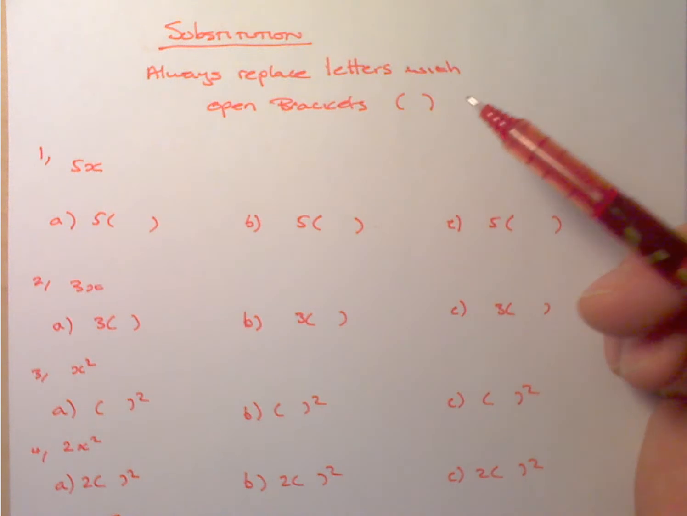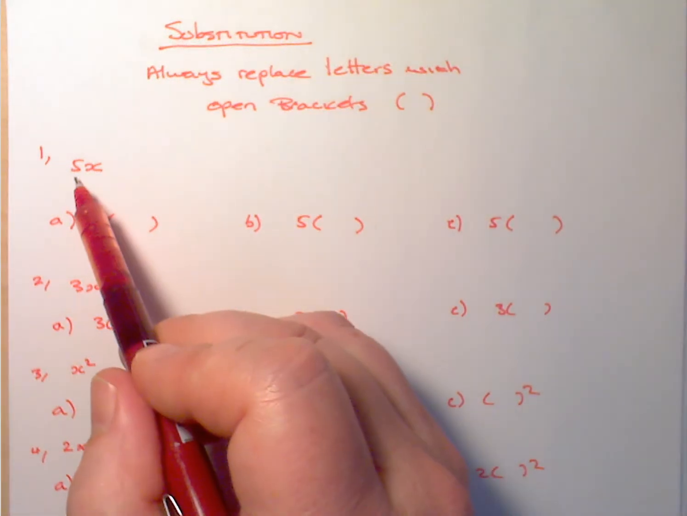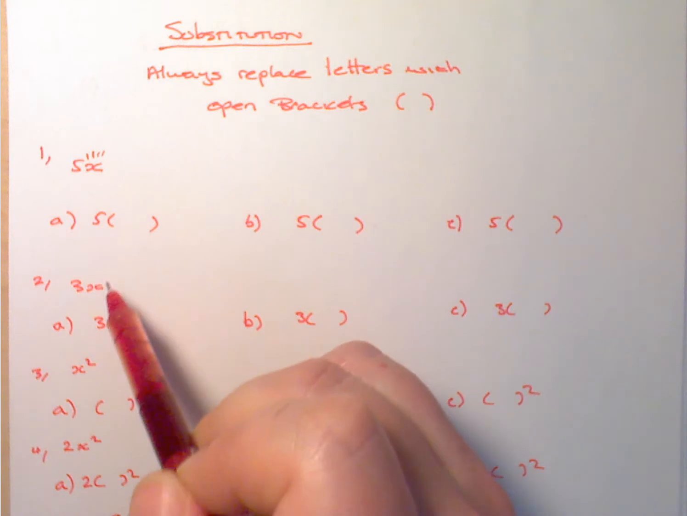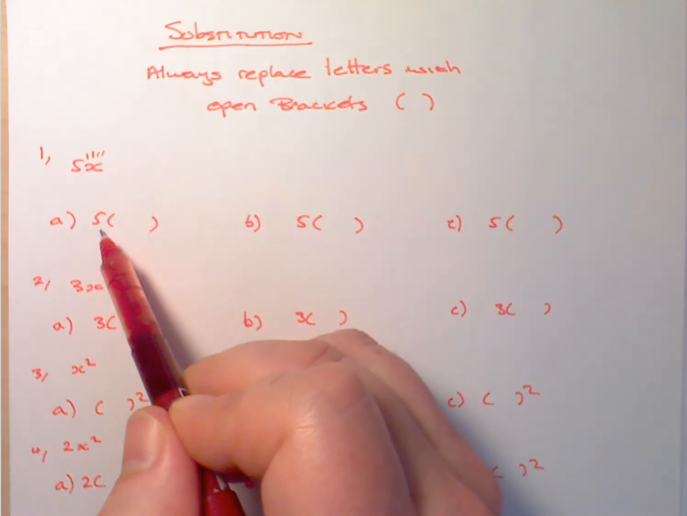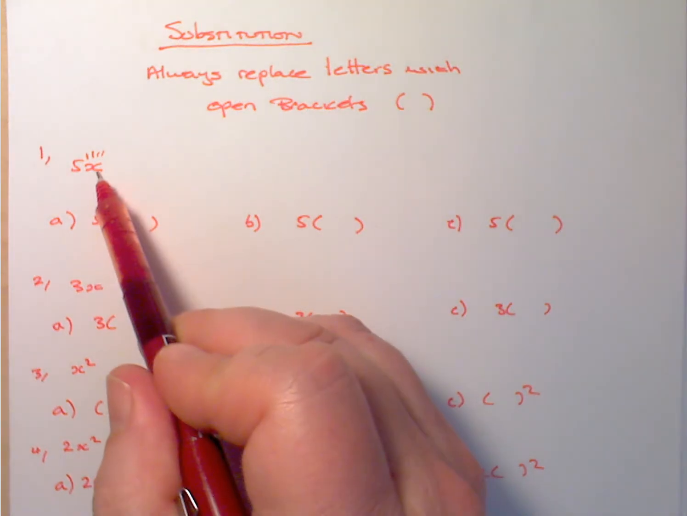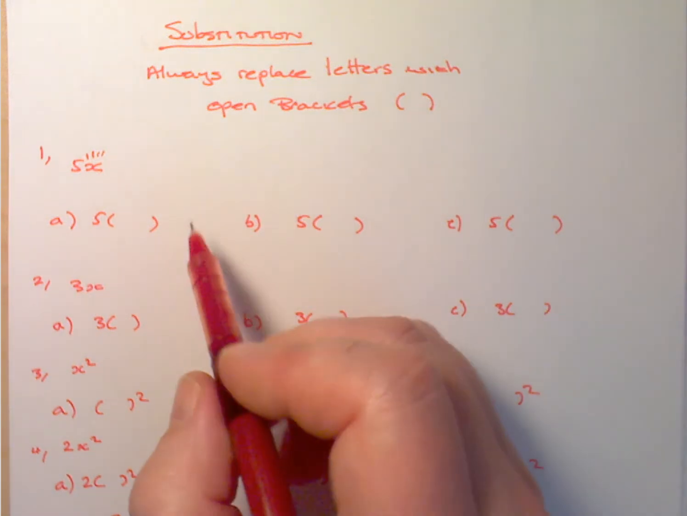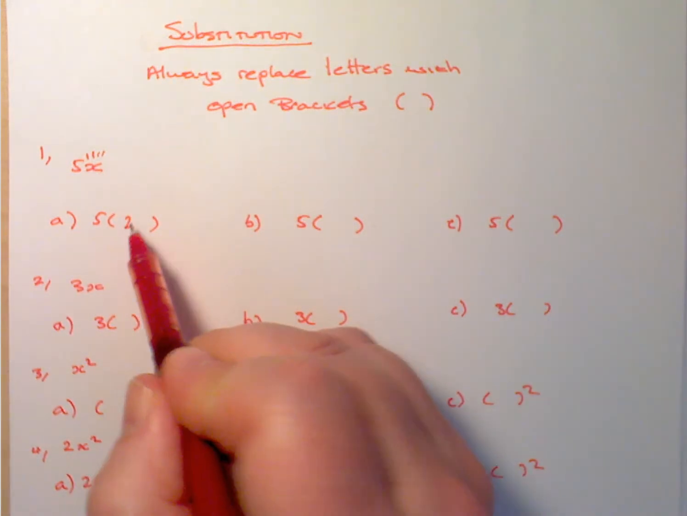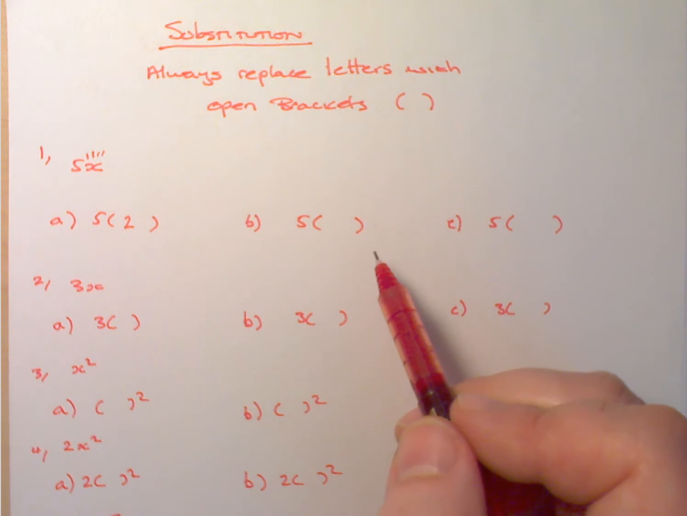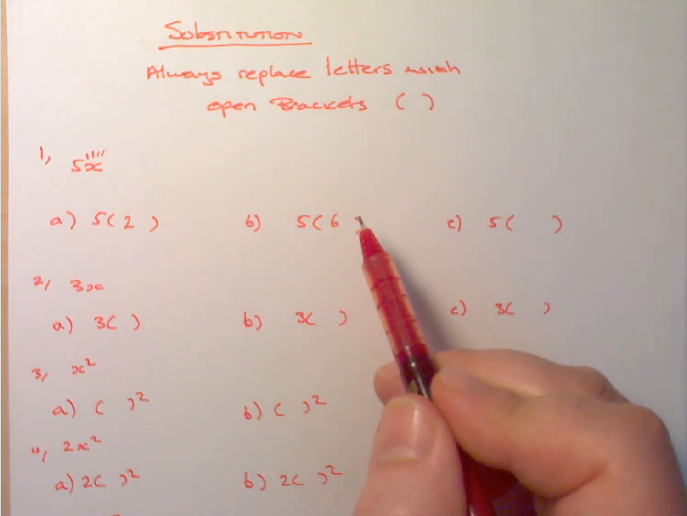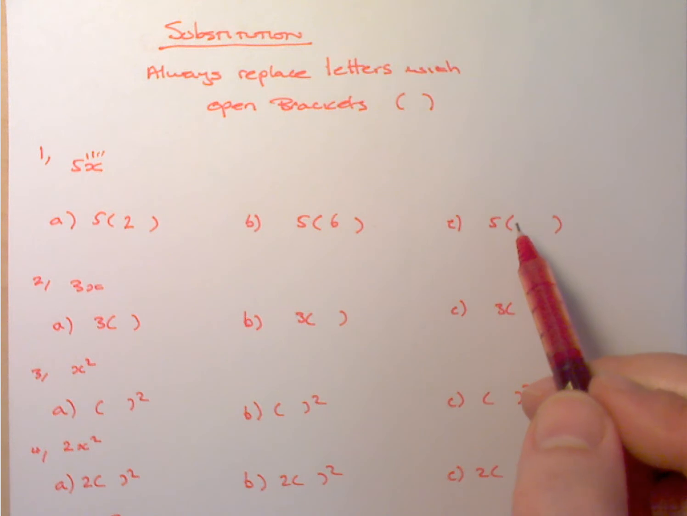In part 1, then, we've got to put numbers instead of this x here. And you can see that I've just written out 5 open brackets. I've replaced the x with open brackets, and I've done it 3 times. Then I'm just going to put the two different numbers. So in part A, they wanted me to change x for 2. In part B, they wanted me to change it for 6. And for part C, they wanted me to change it for 10.